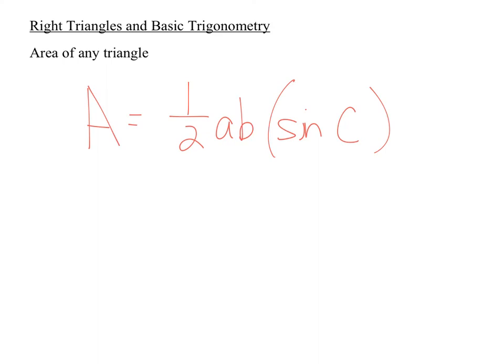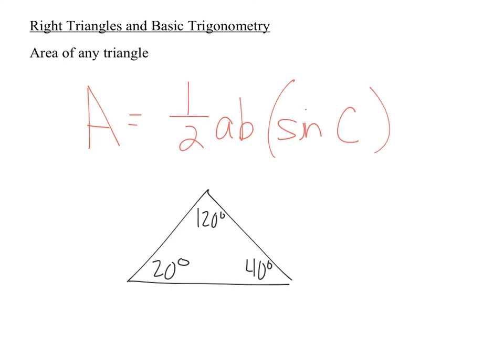So if I give you a triangle, it does not have to be a right triangle. That's the cool part. With a right triangle, yes, you could use 1/2 base times height, or if you knew the height. But say you knew that this was 20 degrees, this was 40 degrees, it's going to be 60, which makes this 120 degrees. And let's say I gave you lengths of 4 and 7. James, which angle am I going to use then? 120. Good. Why? Explain to the class. It's between 4 and 7.